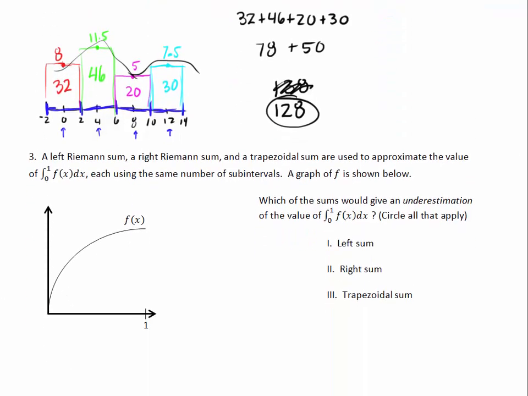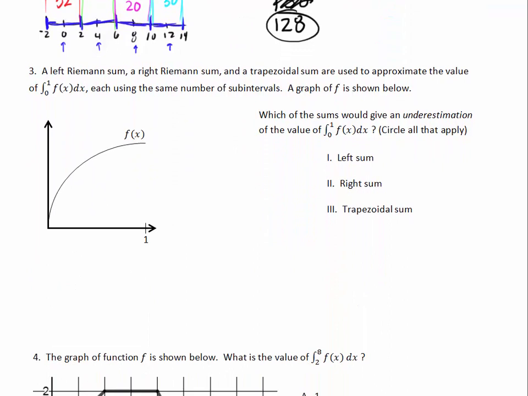All right, problem number 3. Says a left Riemann sum, a right Riemann sum, and a trapezoidal sum are used to approximate the value of the integral from 0 to 1 of function f of x, shown in this picture right here. So we're finding the area underneath this curve using those 3 approximation methods, each using the same number of subintervals. A graph of f is shown below. Which of the sums would give an underestimation of the value of the integral from 0 to 1? Circle all that apply. So it could be any of these.